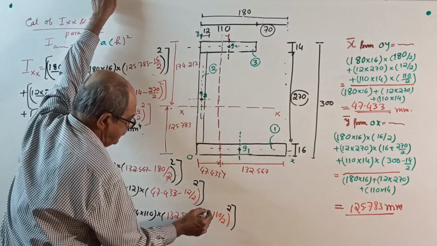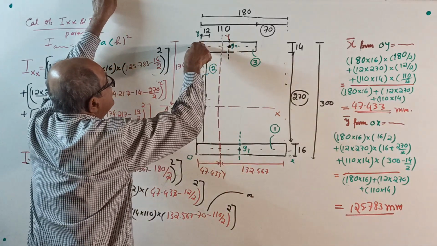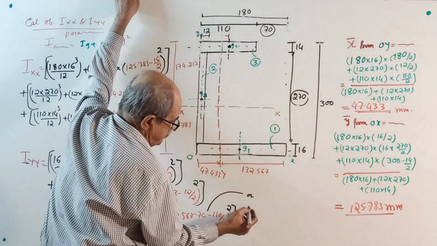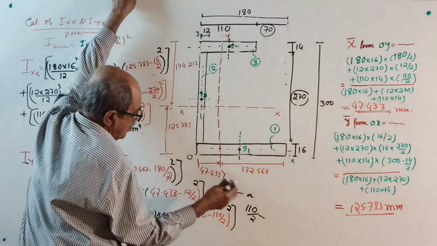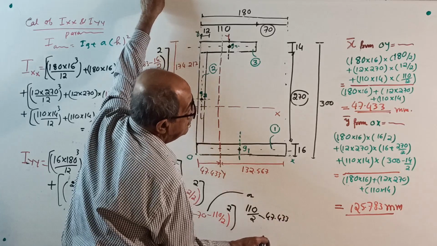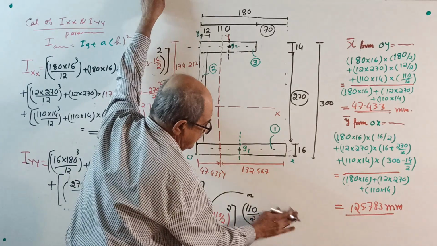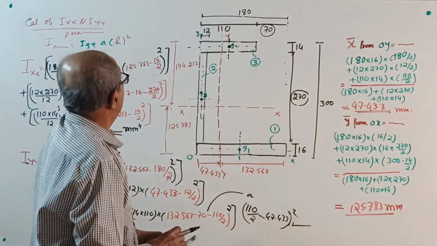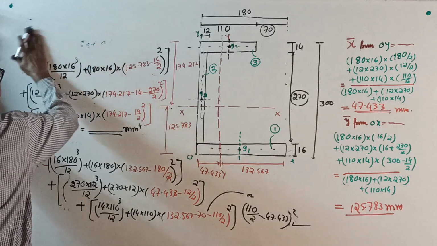Or you can do one more thing. From centroid to this extreme end, this is 110 by 2. From that one, subtract 47.433. Correct? Yes, that also will do, instead of this distance squared. Both are the same. You can do it that way also. Your choice. Make a note. Over. Now, question 29 is over.